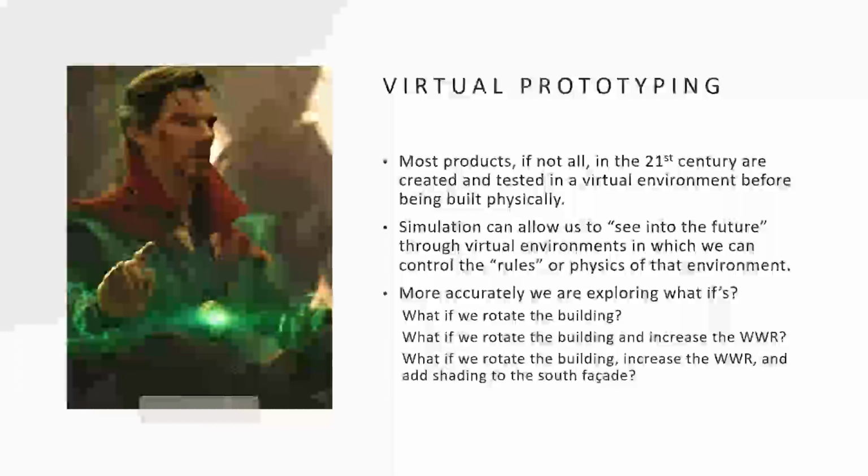So more accurately, we're exploring what if we rotate the building every 45 degrees or every 90 degrees or every 1 degree, we can do that. What if we did that and increased the window to wall ratio? What if we did that and we added shading to the south facade? What are those impacts? The reason you do it step by step is so we can isolate the performance impact of each design decision. And then we combine them and we see what is the net result of those. Is it good? Is it bad?